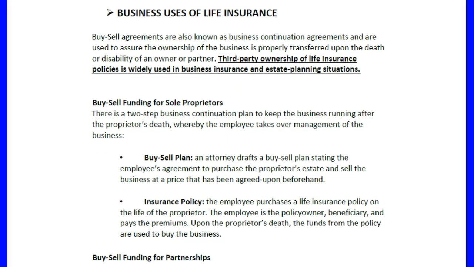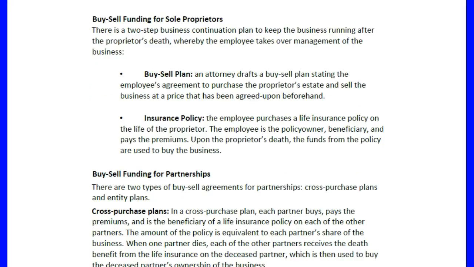Business uses for life insurance. You have the buy-sell plans, which are usually done by businesses, buy-sell plans or insurance policies. So buy-sell funding is a two-step business contribution plan. A buy-sell plan, which an attorney addresses, is an employee agreement to purchase the proprietor's estate and sell the business at a price agreed beforehand.